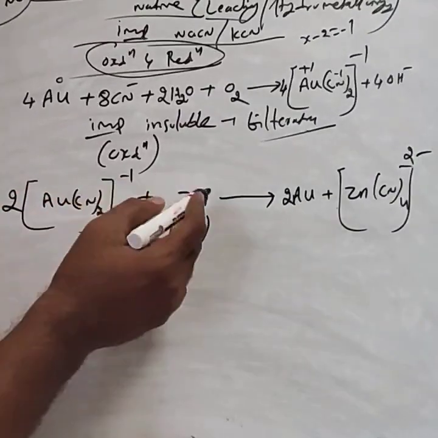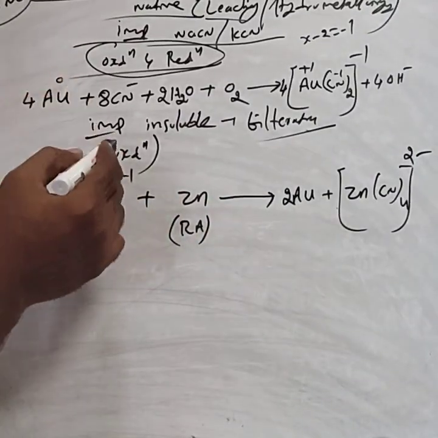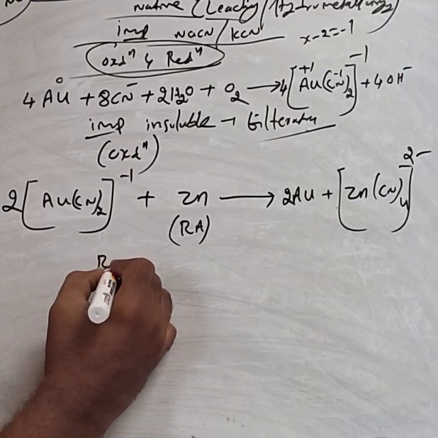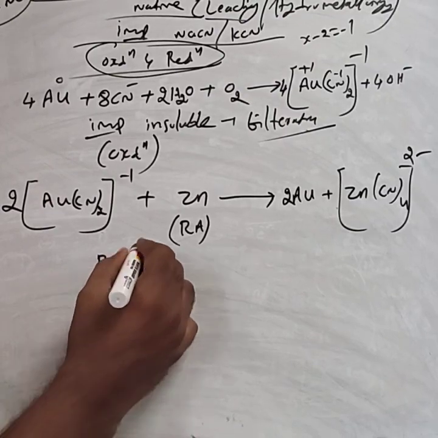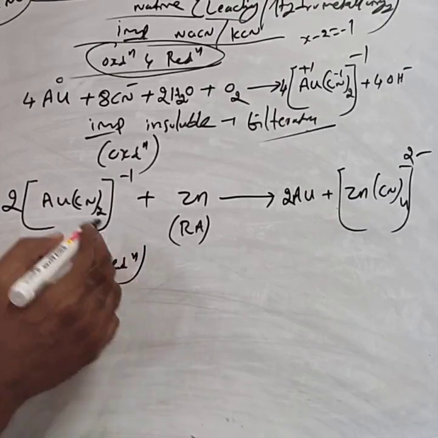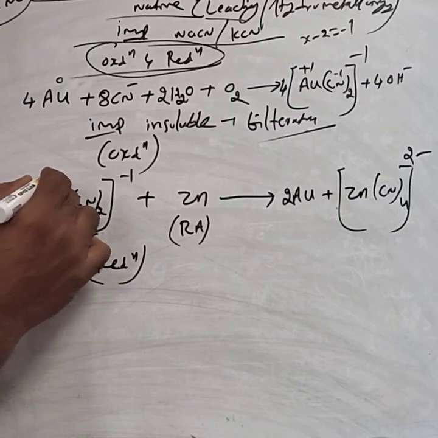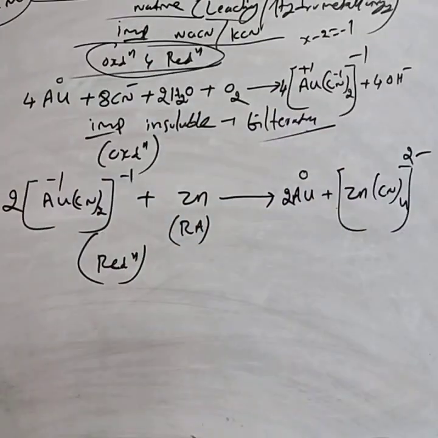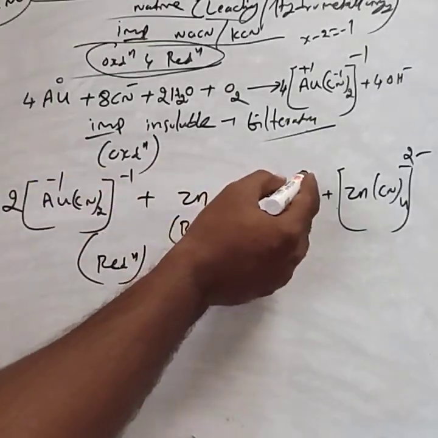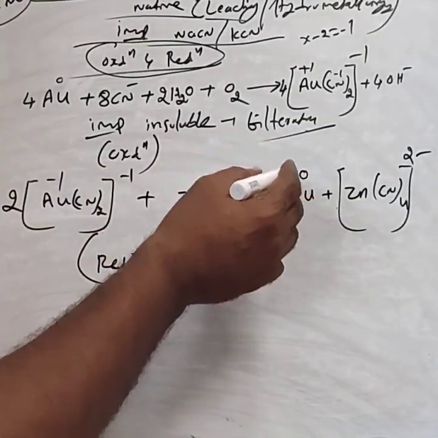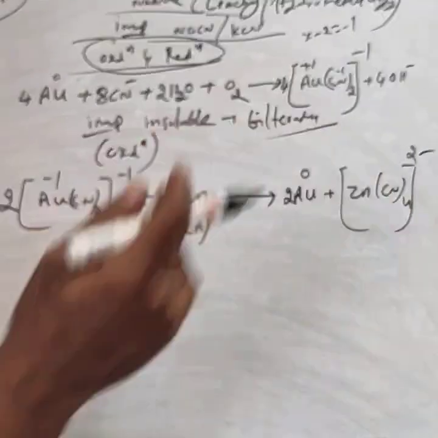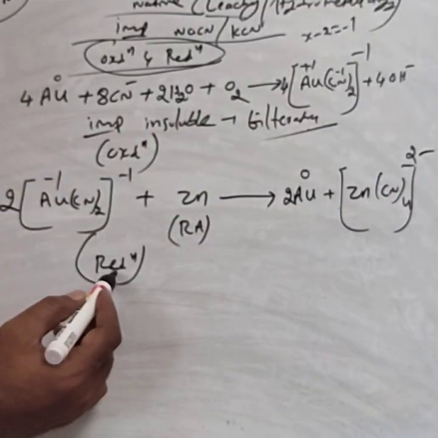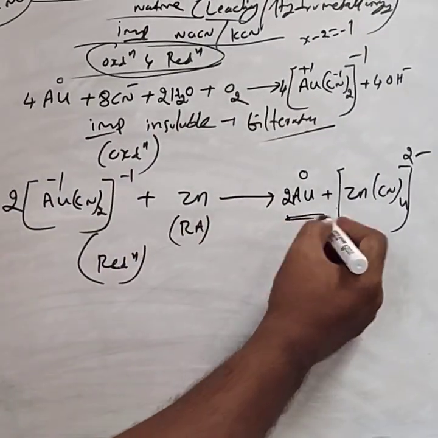In this reaction, the first step is an oxidation process and the second step is a reduction. Why is it called reduction? In this complex, gold's oxidation state is plus 1, and in the pure state, gold's oxidation state is 0. Plus 1 to 0 means the oxidation state decreases, it gets reduced. Hence, this process is considered a reduction. Thereby, you get the pure gold.